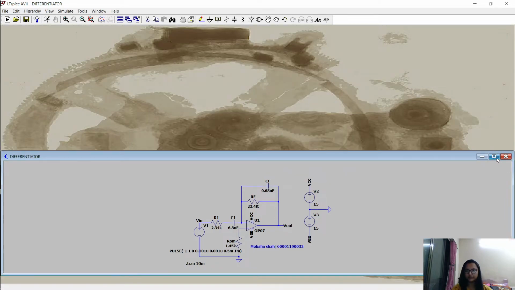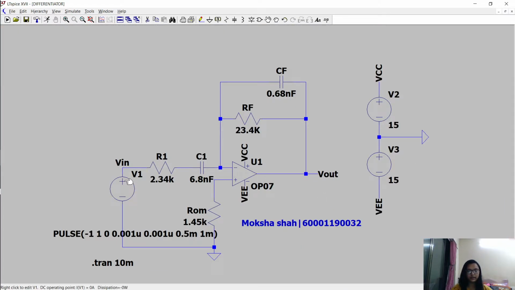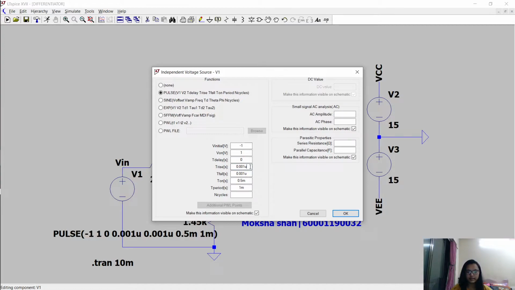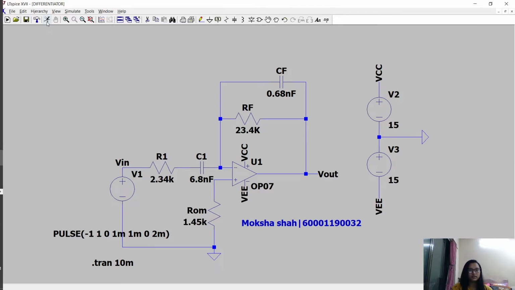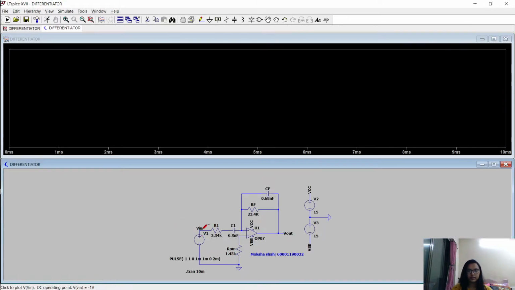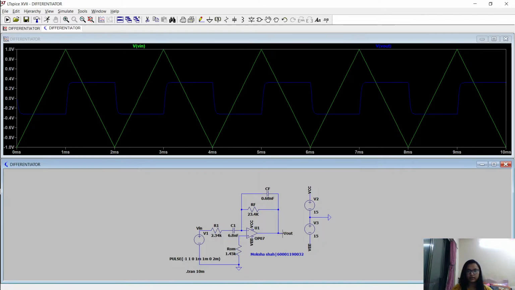If we talk about the input triangular wave, just right click over here. The first three values will remain the same, and I'll change the values of T rise, that is 1 milli, T fall will be the same, 1 milli, my T on will go to 0, and the time period will be double of T rise or T fall, so 2 milli. Click enter, just run. The input side will be the triangular wave, and at the output side we are getting a proper square wave. So for the input triangular wave you are getting a square wave.